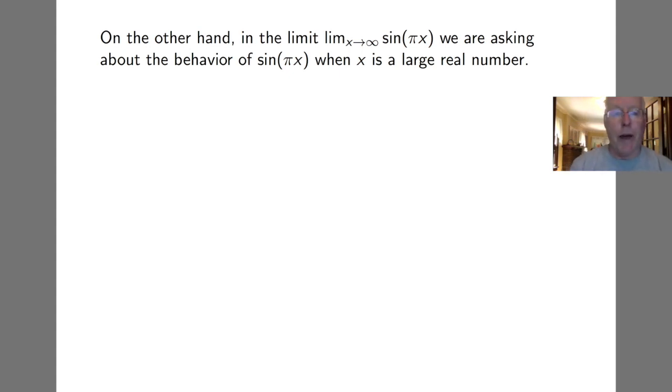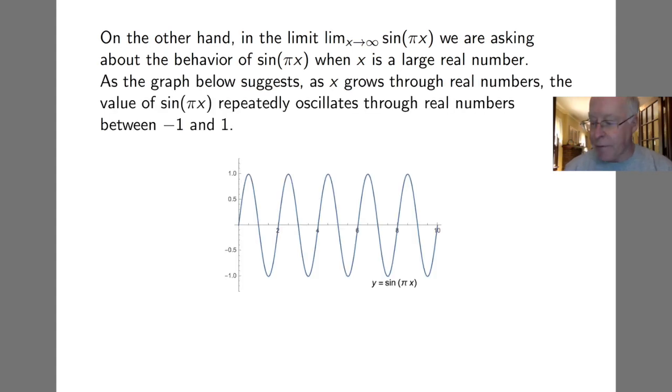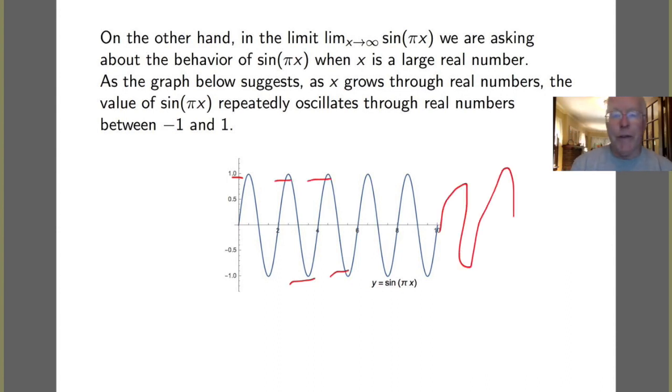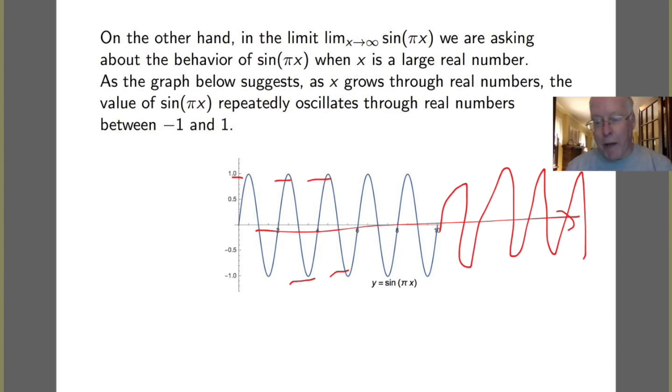Well, we can get that out of the graph. As the graph below suggests, as we know about the sine function, as we graph sine of pi x, of course, we get this oscillation from 1 to -1, back to 1, etc. And this just keeps going forever. And so as x gets large, this graph never settles down. It repeatedly oscillates through numbers between -1 and 1. So what that means, of course, is that this particular limit for x real does not exist.